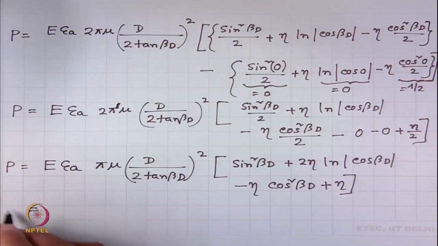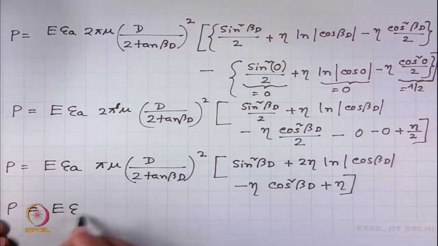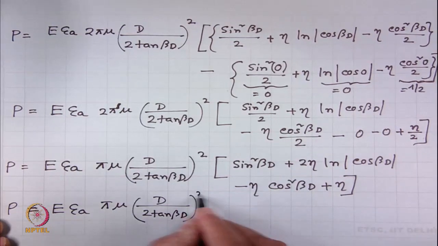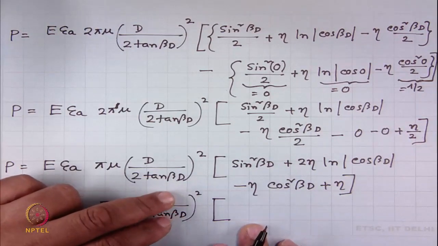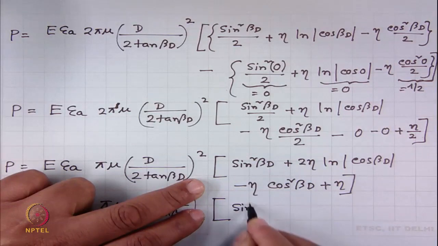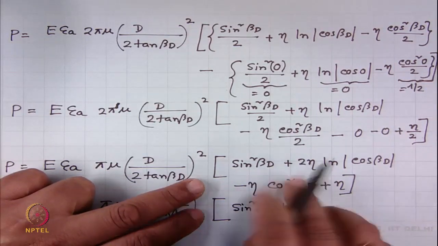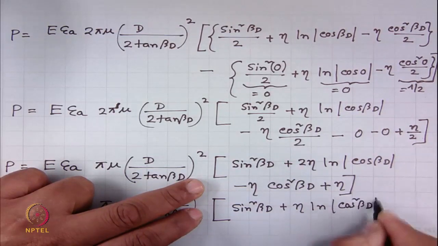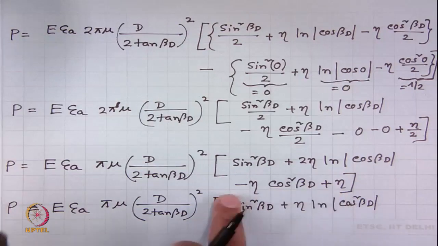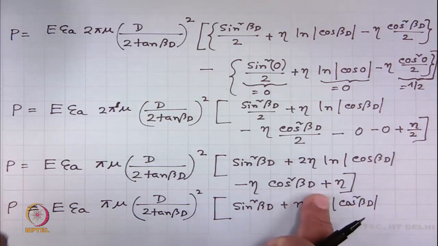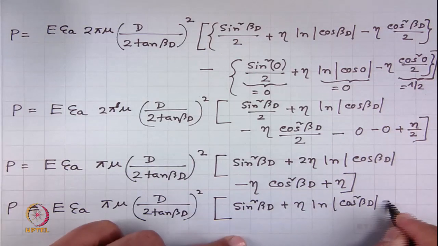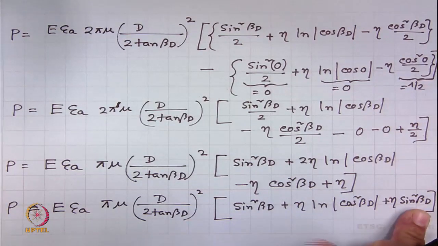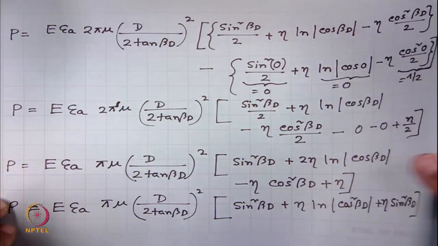Further, we write E epsilon A pi mu by 2 tangent beta D squared, sin square beta D plus, these two we will shift here because of logarithmic function, eta ln cos square beta D plus eta minus eta cos square beta D. So, plus eta into 1 minus cos square beta D, that means plus eta into sin square beta D. Sin square beta D plus eta into sin square beta D. So, 1 plus eta sin square beta D, that will be the next step.